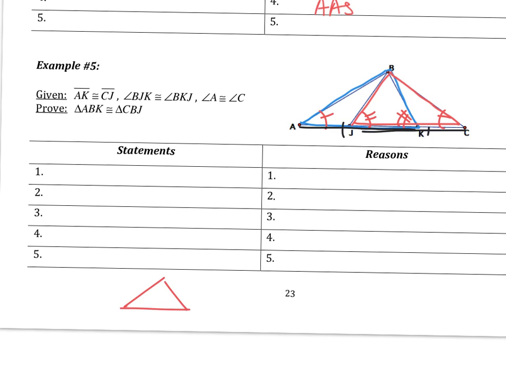If you need to, separate it. This is B, K, and A. And we've got this angle, and this side. And then over here, we've got B, J, C, and we've got this angle congruent to this angle. We've got this side congruent to this side, and we've got this angle congruent to this angle. So now that I separate the 2 triangles, why are the 2 triangles congruent? Anybody?